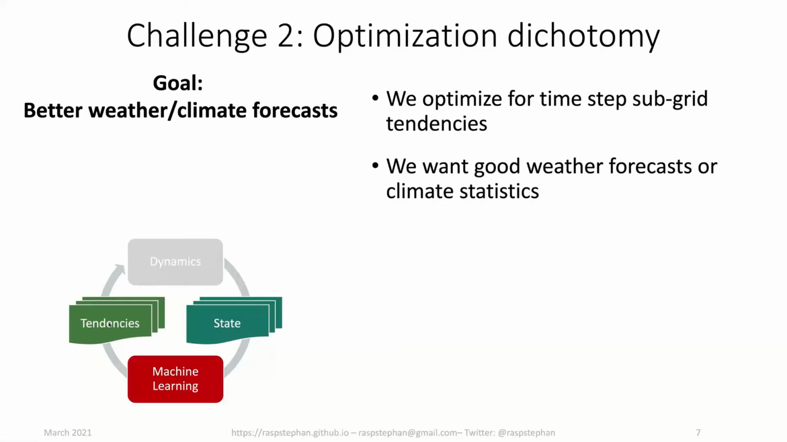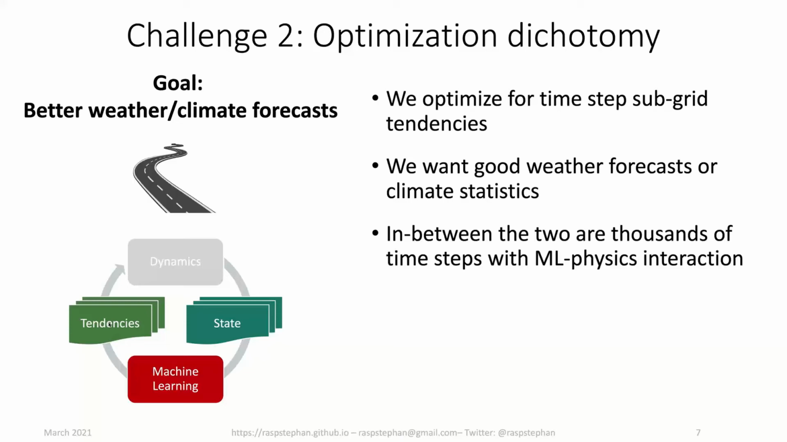What we actually want is, well, we want better weather and climate forecasts. A better weather forecast is a better forecast after a few days, lower RMSE error or something like that. A better climate forecast is a forecast that, if you look at statistics, better matches observational statistics. And the key problem here is that there's a huge gap between what we are optimizing for and what we actually want.